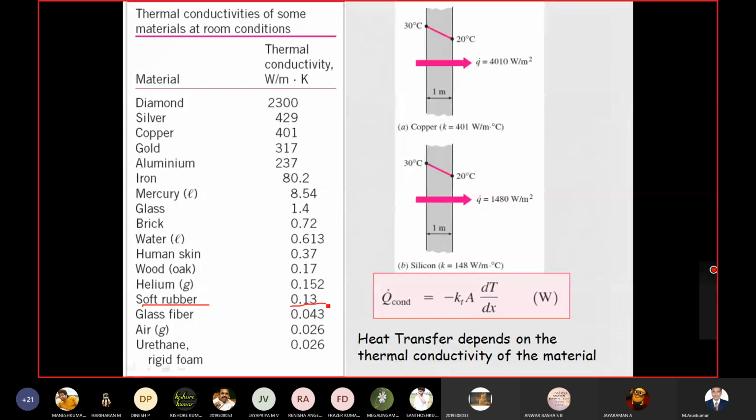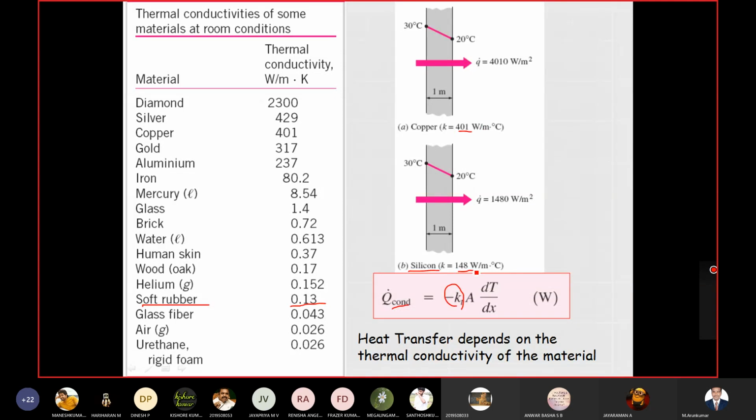So we can take these values to calculate the thermal heat transfer in the conduction process, right? The heat transfer depends on the thermal conductivity of the material, because the heat transfer is directly proportional to the thermal conductivity of the material. So in this example, the copper has the kt value around 401 watts per meter Kelvin or degree Celsius, and this silicon has the kt value around 148 watts per meter Kelvin.